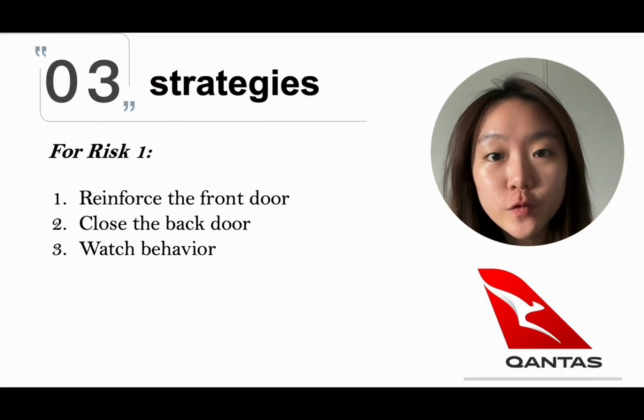Based on the previous cybersecurity risks, I will propose strategies for improvements and mitigating those risks. For risk 1: reinforce the front door, close the back door, and watch behavior. Reinforce the front door by enforcing phishing-resistant MFA for employees and contractors. Require step-up MFA for customer high-risk actions. Close the back door by hardening password recovery. New device location must be verified. Add rate limits on repeated attempts. Watch behaviors by adding anomalous login rules.